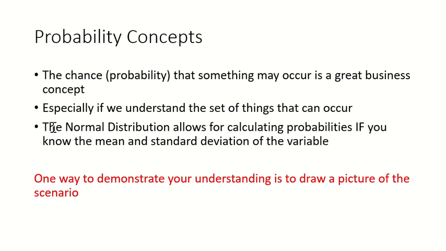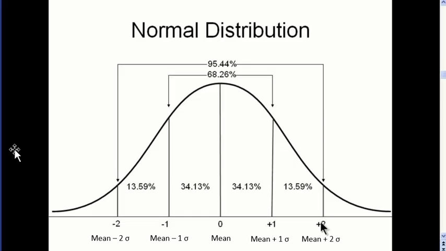So again, what we're really looking at here from a probability standpoint is what's the chance that something is going to occur. It's a very big business concept. And if we can take the normal distribution and come up with a way to draw a picture of the scenario, we can take the average and the standard deviation and use Excel to calculate the probability that something's going to happen.